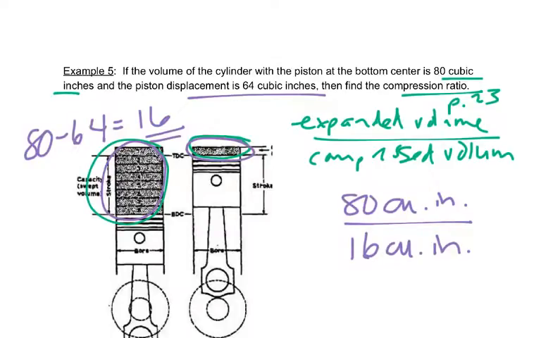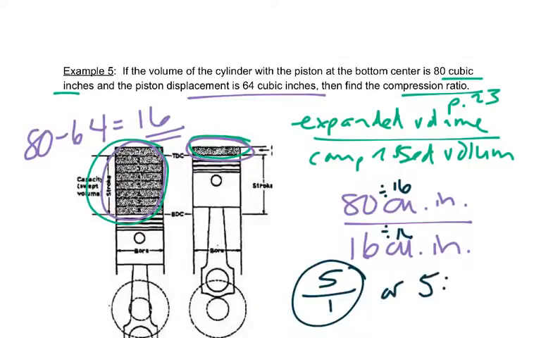Compression ratio has to be reduced until the bottom number is 1, so we'll divide by 16 here and divide by 16 here. So 80 divided by 16 is 5, and 16 divided by 16 is 1. So our compression ratio is 5 to 1, or we could write it as 5:1.